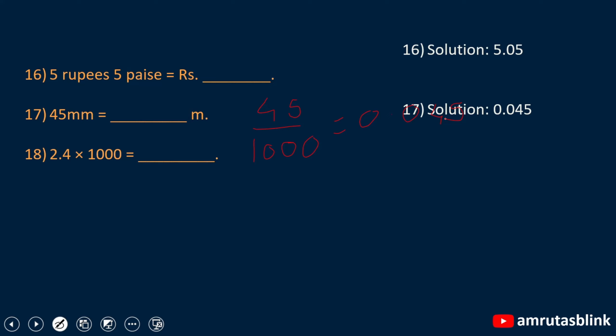2.4 into 1000. Now here we are multiplying 2.4 by 1000, so we need to shift the decimal point by 3 places to the right hand side. So in 2.4, there is already one place to the right of the decimal point, hence we will remove that and we will insert 2 more zeros, because out of 3 we have already utilized 1, and hence 2.4 is equal to 2400, that is 2400.